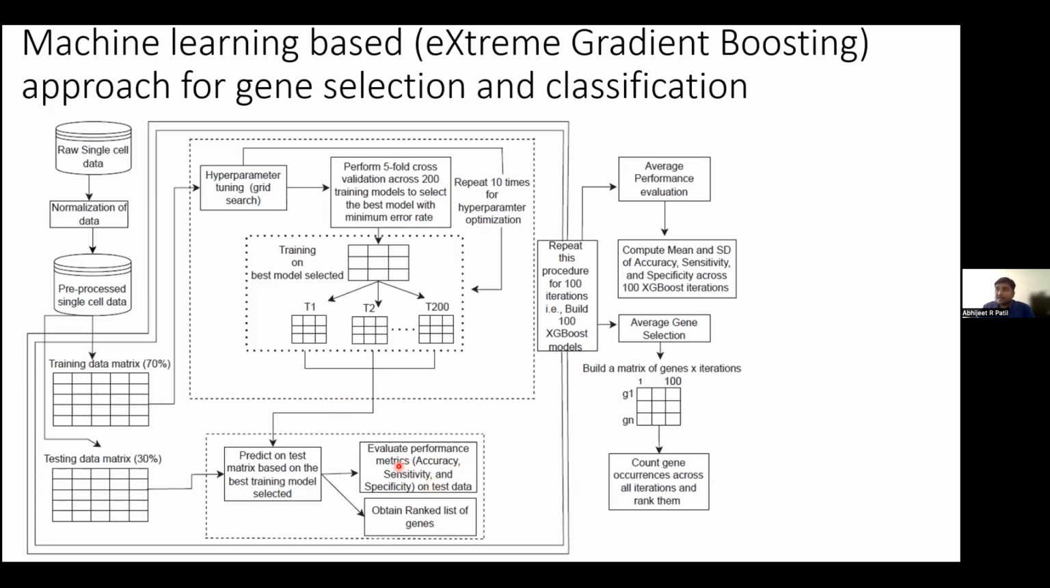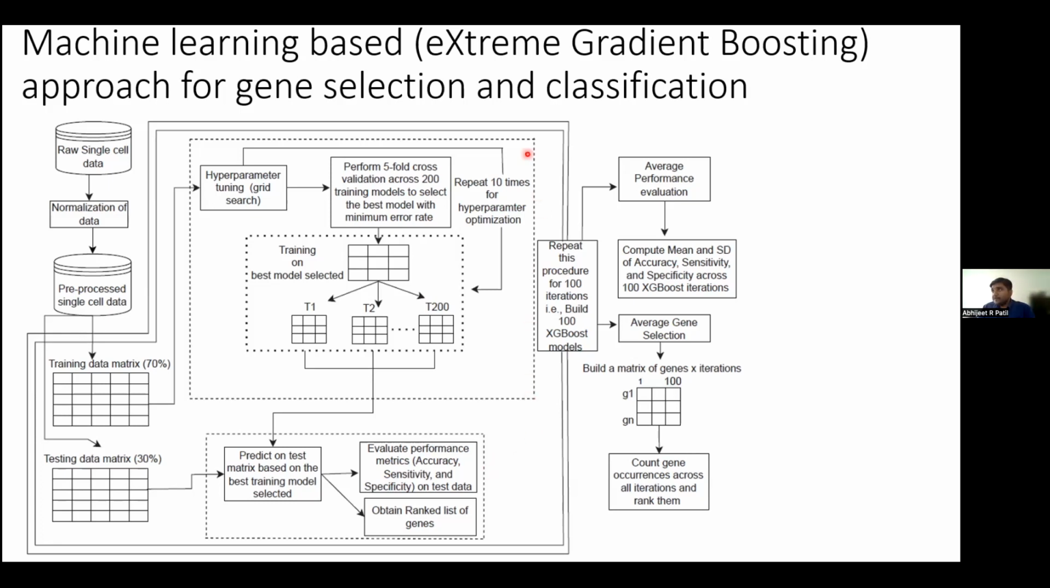Along with that, as we are using the model, our model is called XGBoost, which is gradient boosting trees. So this model also gives a ranked list of genes, which is similar to feature importance in random forest, where you get a list of genes that are used to classify a disease versus healthy state.